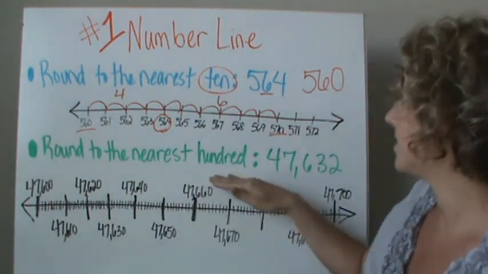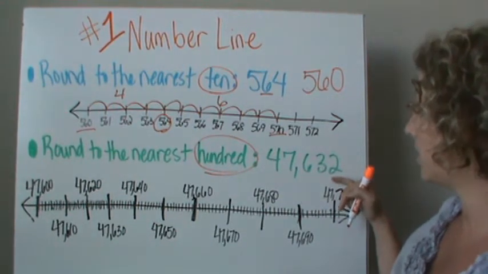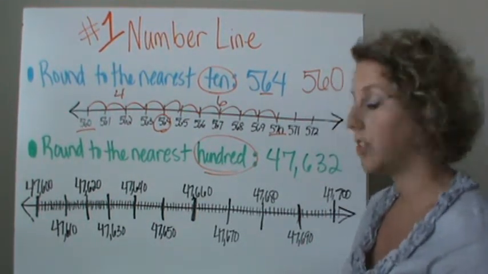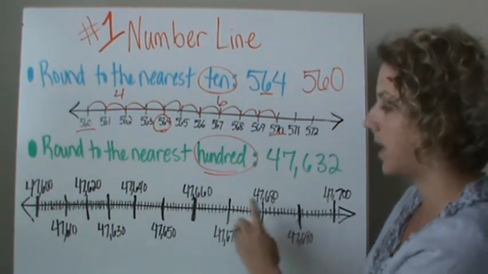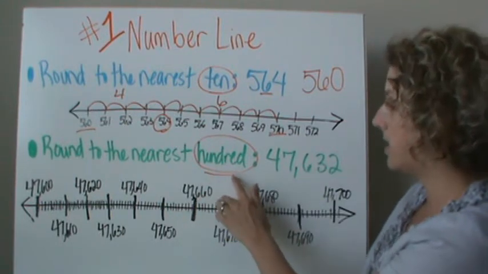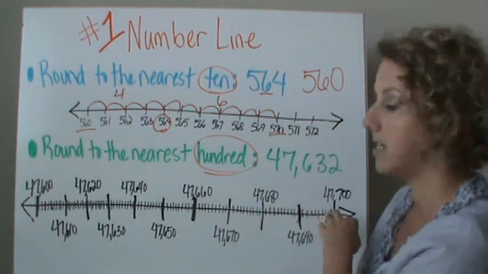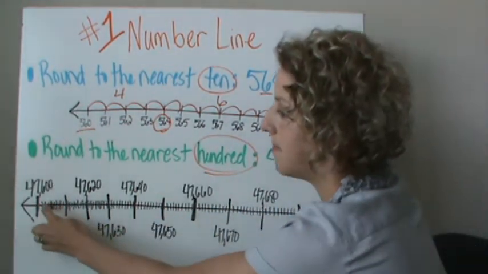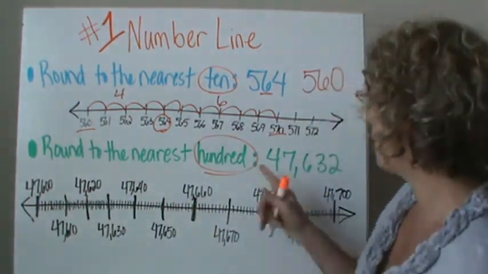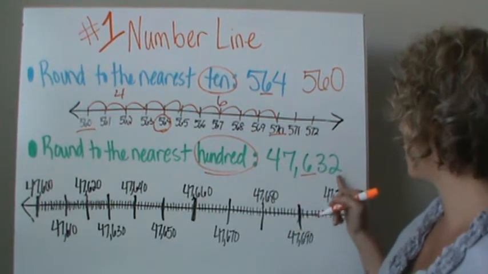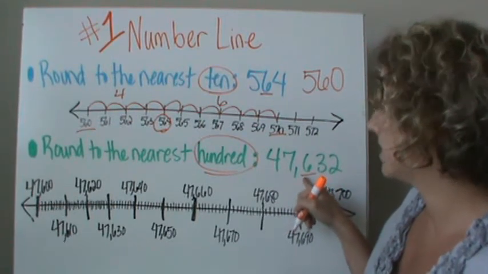If we want to round to the nearest 100, 47,632. So our number is a lot larger now, and we have to have a lot more spaces here. I've set it up to where, since we're rounding to the nearest 100, I have 100 little teeny spots on the number line. And I didn't number each of those spots because it's so teeny tiny, but I numbered for every 10. So if I want to round to the nearest 100, ones, tens, hundreds, there's my hundreds. So I want to round to the nearest 100.